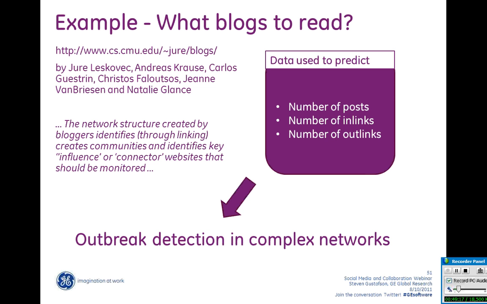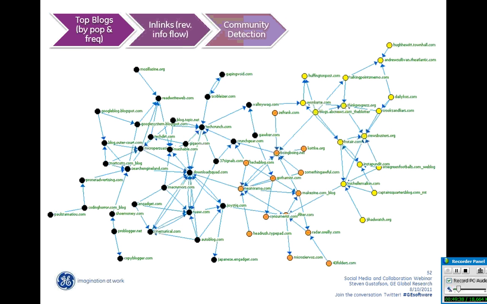This was kind of a toy example, well, not really a toy example, but an example about reading blogs. They used the same technique to understand outbreak detection in complex networks, like contaminants in waterways, or disease spreading across human networks. So the concept is very powerful to take to other domains. When we read that paper, I thought that was super cool.